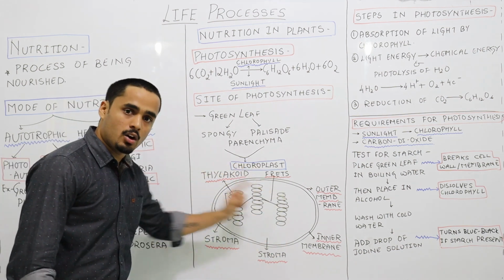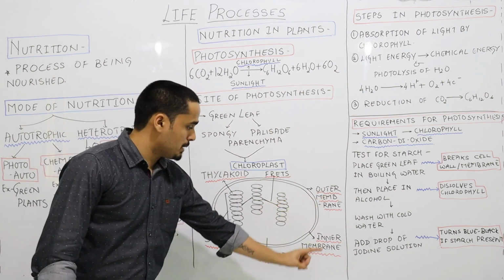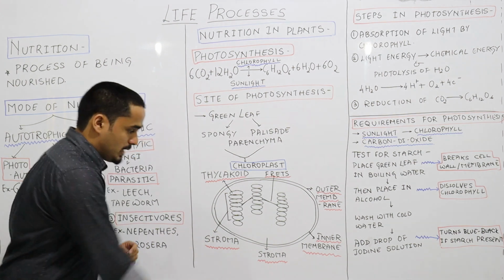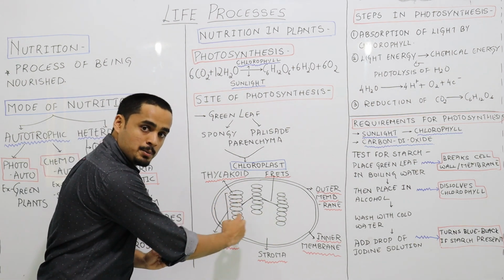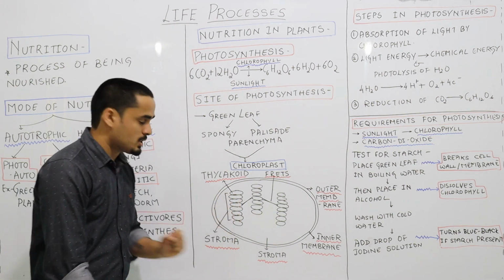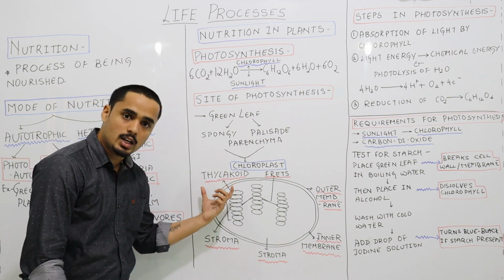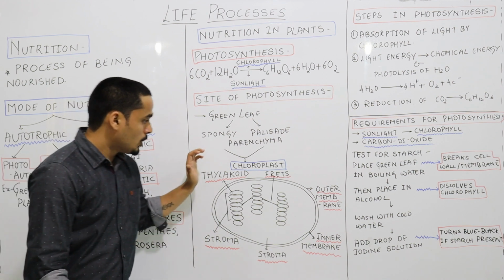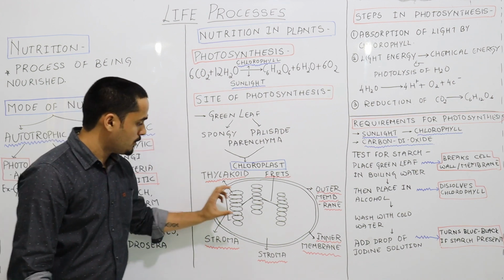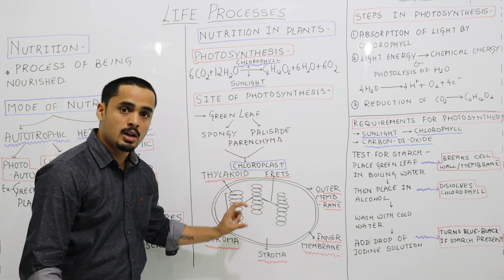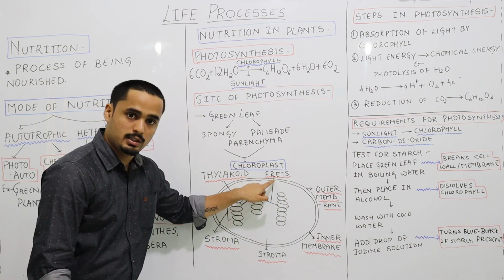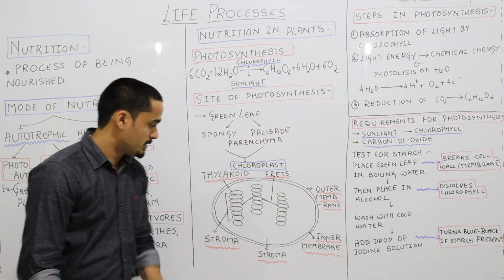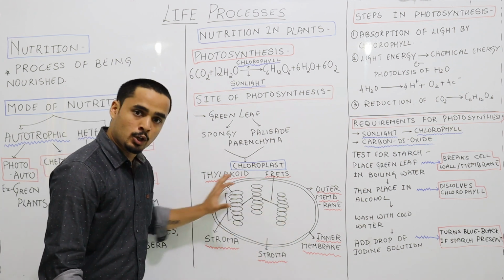It's a double membrane organelle. There is an outer membrane and an inner membrane. If you look into the diagram, there is a disc-shaped structure, and this disc-shaped structure individually is called a thylakoid, and as a group, it's called the grana. Each of these grana are attached together by a structure called frets.